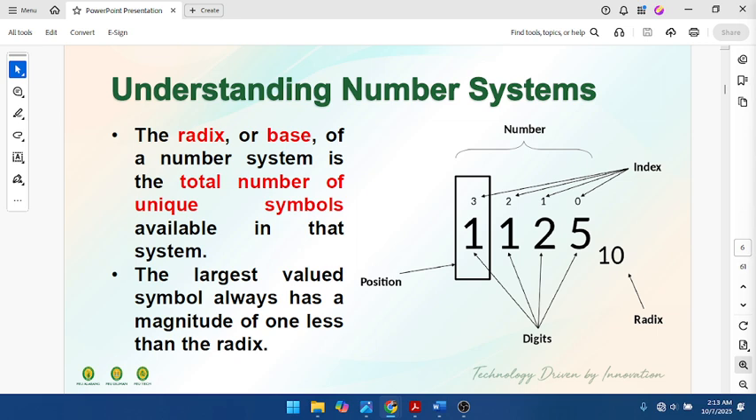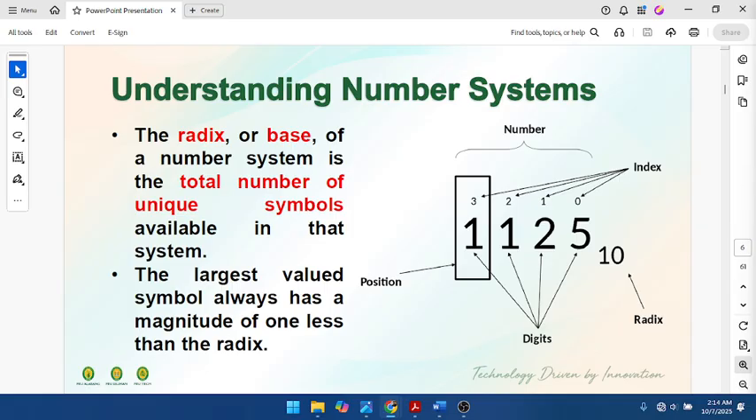Now, the most important concept here is position, or place value. A digit's true value depends on where it is in the number. We assign an index to each position, starting on the right and increasing to the left. To find the total value, you multiply each digit by its base raised to the power of its index.